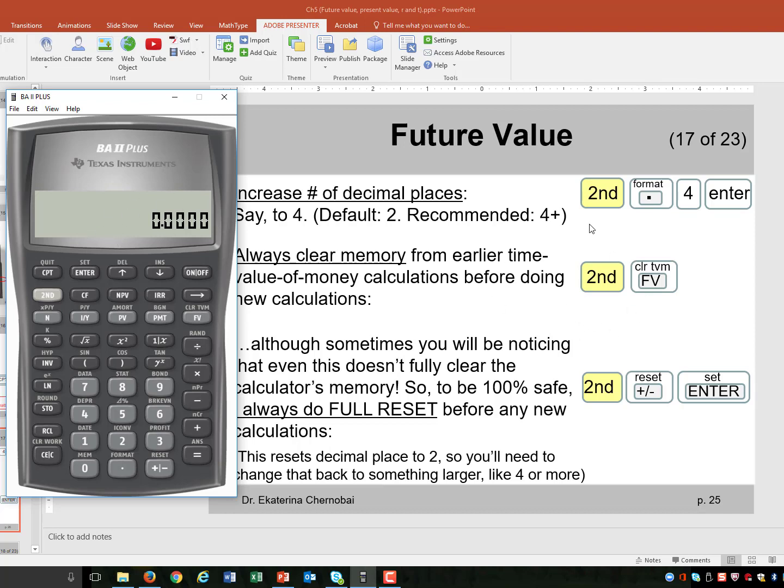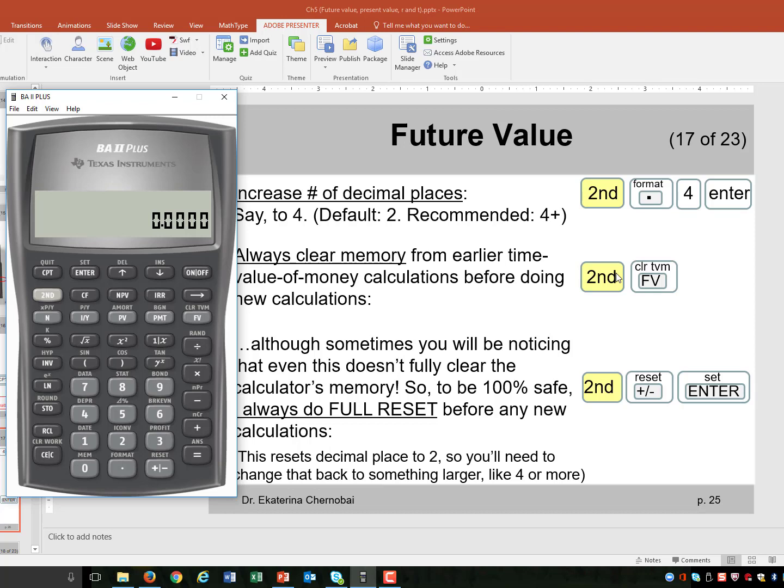The second thing that the textbook teaches is to try to clear the calculator before doing any new calculations or after you have done some calculations. You press second, FV, future value. By pressing second, you bring up the text in the second row. So let's try again, second, FV. Now everything is cleared, so there is nothing stored like the $100 present value, 10% annual interest rate. Everything is zeros.